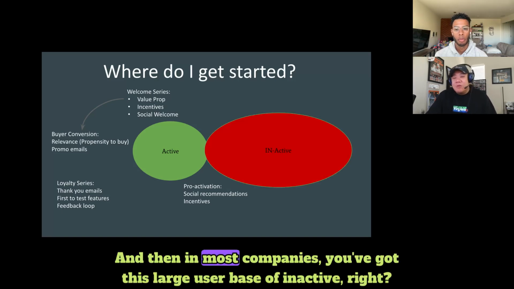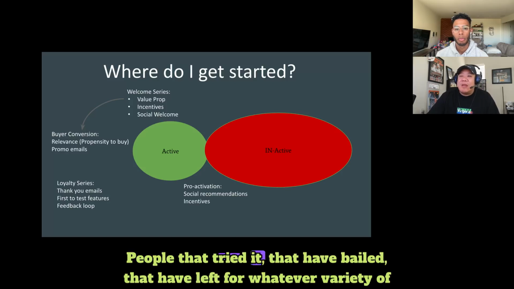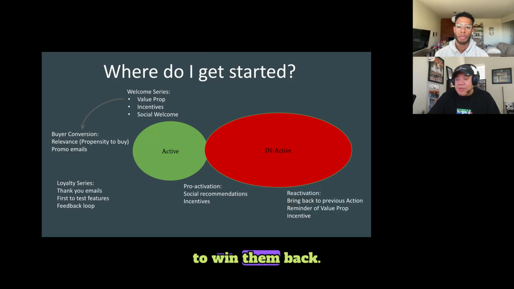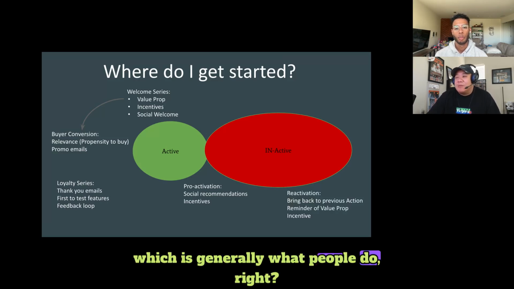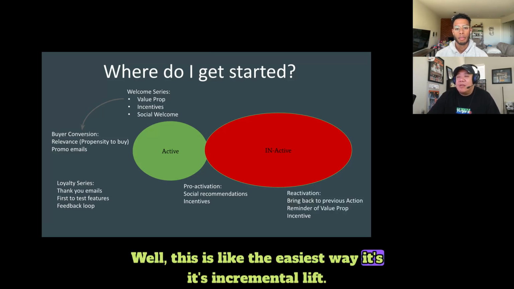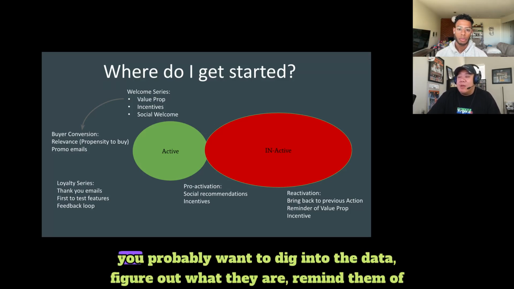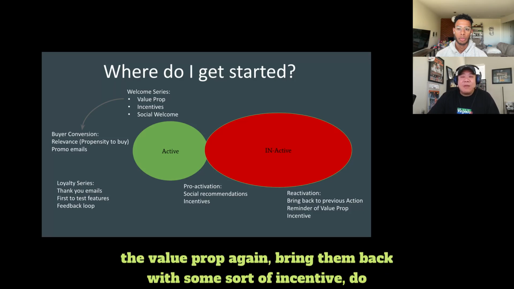And then in most companies, you've got this large user base of inactive users, right? People that tried it, that have bailed, that have left for whatever variety of reasons, and you can go crazy in this world of inactive users, like how to win them back, which is generally what people do, right? Well, this is like the easiest way. It's incremental lift. How do you bring them back? What are the actions? You probably want to dig into the data, figure out what they are, remind them of the value prop. Again, bring them back with some sort of incentive.